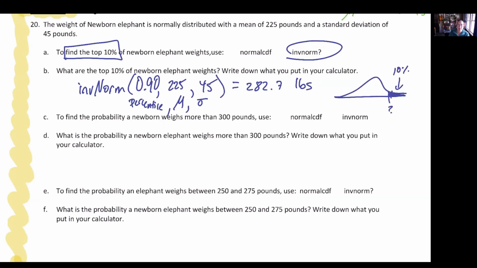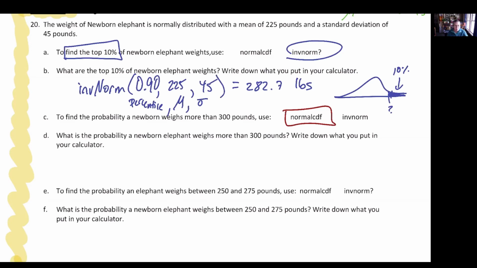So part C, find the probability that a newborn weighs more than 300 pounds. Normal CDF or inverse norm? Normal CDF. Yay! How did you choose that one? Was there a word or a phrase in particular?